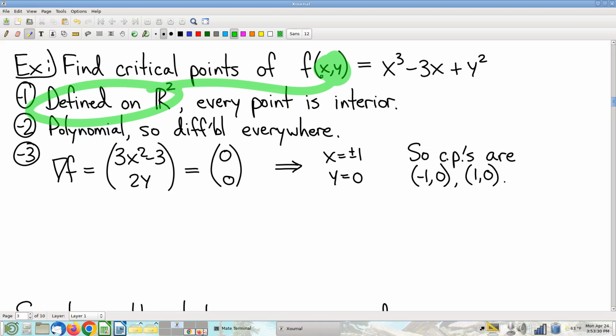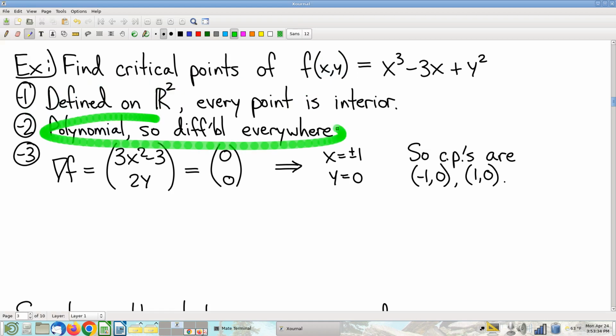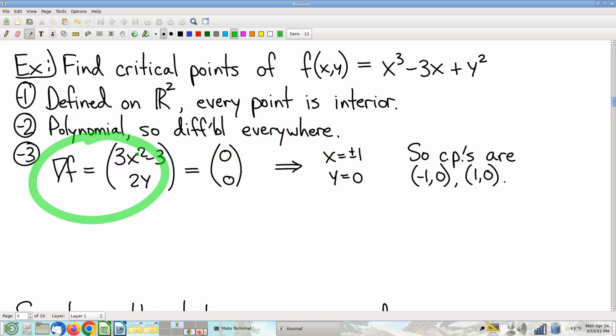Okay, where is there a failure of differentiability? Well, nowhere. It's a polynomial. Polynomials are differentiable everywhere. So we don't have any differentiability failures either. So, no luck there either. Lastly, we take the gradient and set it equal to 0. That's our third avenue for finding critical points.